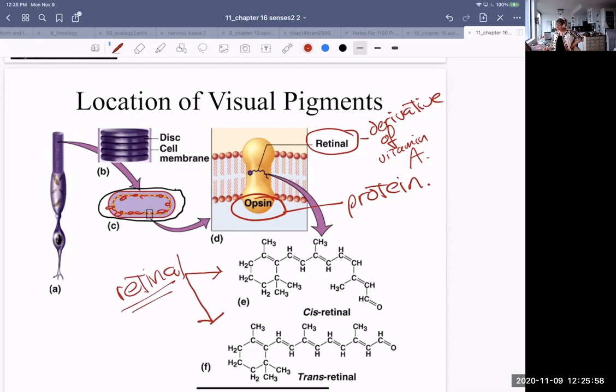But this conformation is called cis-retinal, where it's bent here. And this conformation is called trans-retinal, where it's straight. So this is bent and this is straight. And that's what drives the whole thing. That's what drives the conversion of light to electrochemical signals.